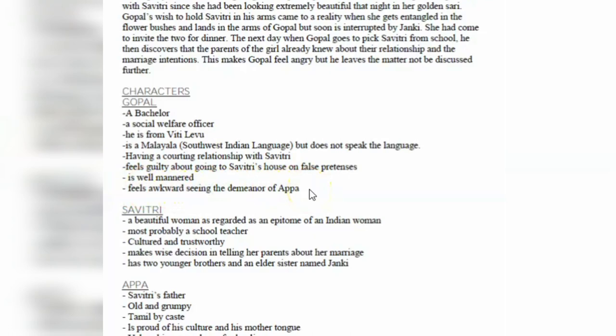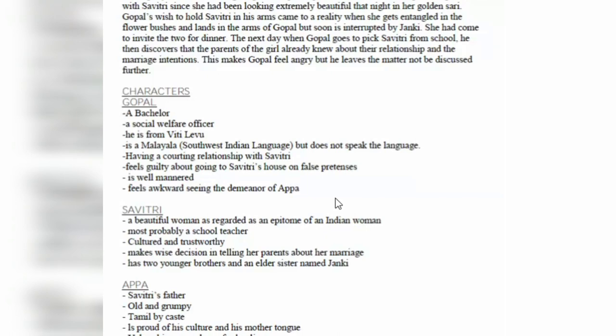Now remember his intentions for Savitri. So you wouldn't want to insult your in-laws the first time you go to their house. So that's why he's awkward sitting there while Appa is spitting his food, burping, probably flatulating at the dinner table. So he's trying to keep his composure, keep his demeanor, because he's trying to impress his future father-in-law. But then we later found out all of that was for nothing. Savitri had already told the parents.